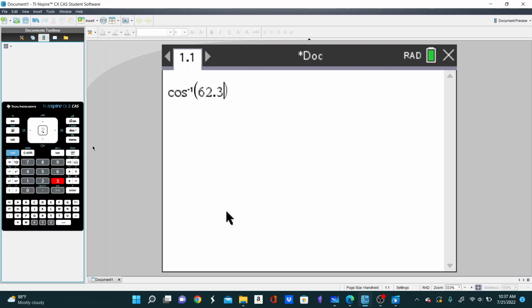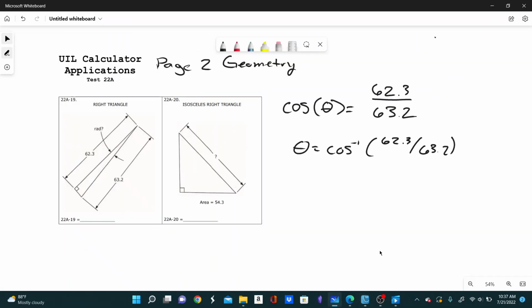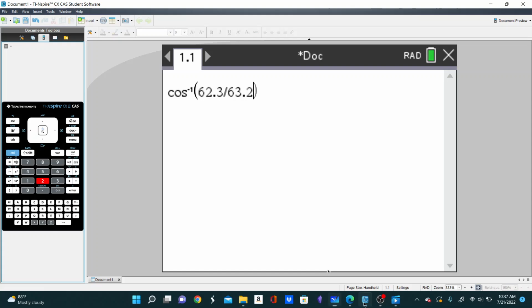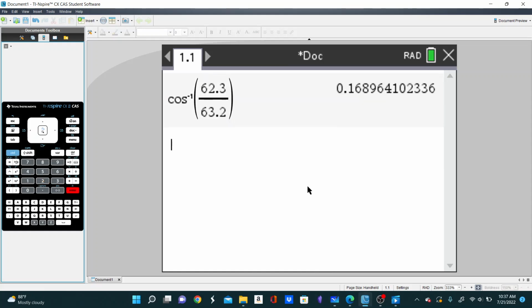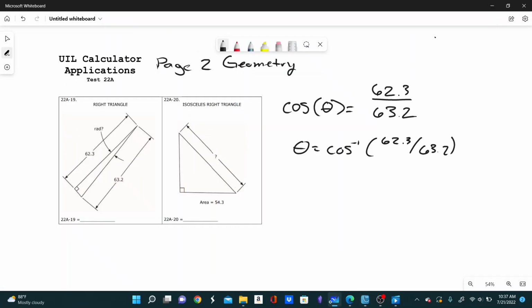of 62.3 over 63.2. And make sure you're in radians because our angle is in radians, like you can see right here. Our angle is in radians, so make sure you're in radians. So rounding to 3 sig figs, we just get 0.169 radians. Okay, let's look at number 20 now.